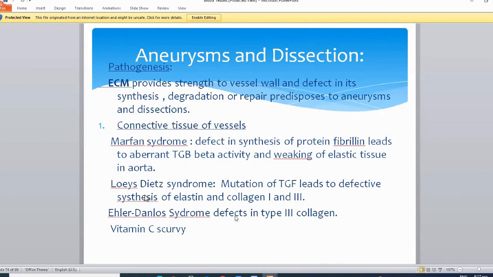Ehlers-Danlos syndrome, defect in type 3 collagen. And these were the genetic syndromes with mutations, but there can also be a defect caused during vitamin C deficiency, which is called scurvy initially. But now this is rare because it's easily identifiable and corrected.